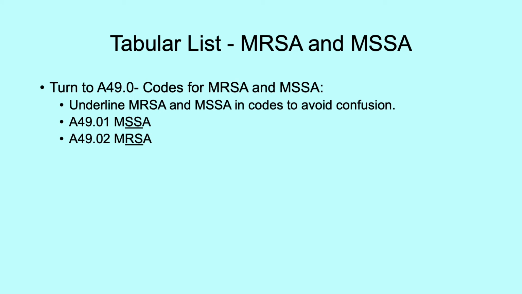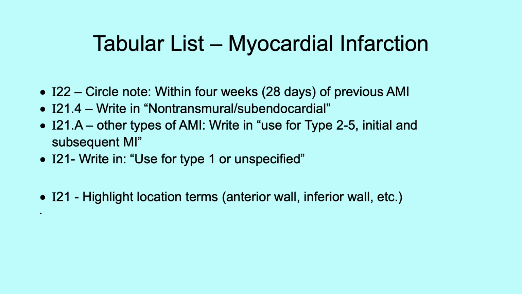Okay, turn to codes A45.0, MRSA and MSSA. These are really confusing, I think. So go to A49.01, and this is MSSA. A49.02 is MRSA. So write that in so you can differentiate between those. It's very easy to pick the wrong ones.